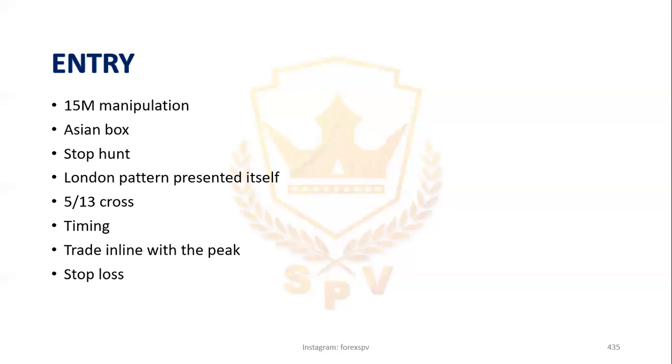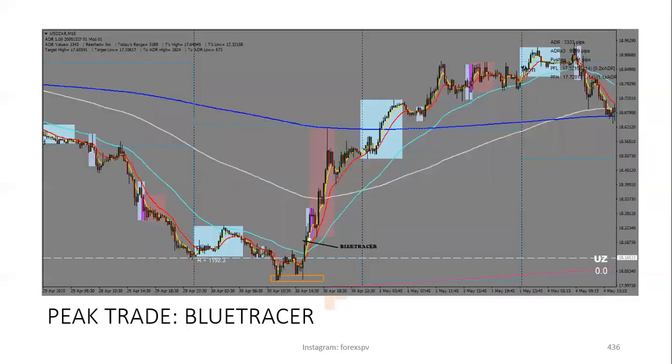Always trade in line with the peak. If the peak is high, look for sells. If the peak is low, look for buys. So our stop loss, you need to be using stop loss, okay? On every trade that you take, you need to be using stop loss. And my normal stop loss is usually 27 pips. That's my normal SL. So we learned several trades, like this was a peak trade around the blue tracer.